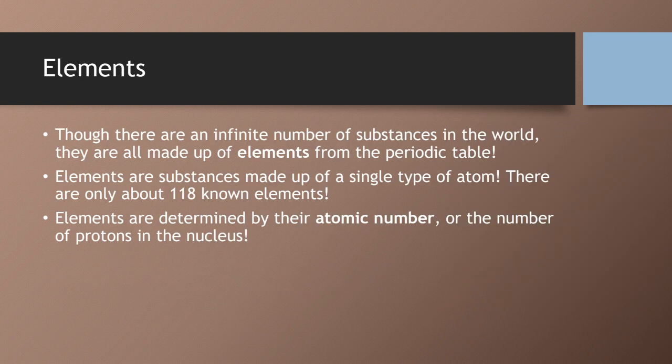So even though there are an infinite number of substances that are possible in the world, they're all made up of elements from the periodic table. Elements are substances that are a single type of atom. If you have just one type of atom, like just hydrogen or just helium, those are called elements. And there are only about 118 elements that are known. And there are even fewer that are common. Elements are determined by their atomic number, which is just the number of protons that are in the nucleus.